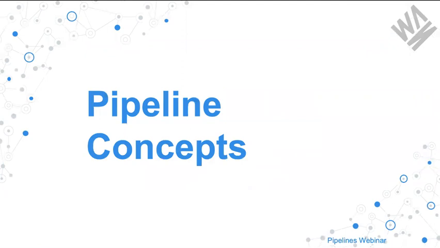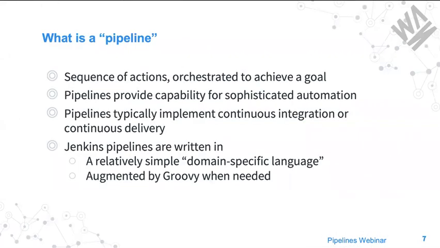Now, I'm assuming if you're here, a lot of you are familiar with Jenkins. I'm not going to go over what Jenkins is. But what is a pipeline? Well, in DevOps terms, we often speak of a pipeline in an abstract sense, as a sequence of actions. And these actions are a set of orchestrations, things that we're trying to control to achieve a goal.